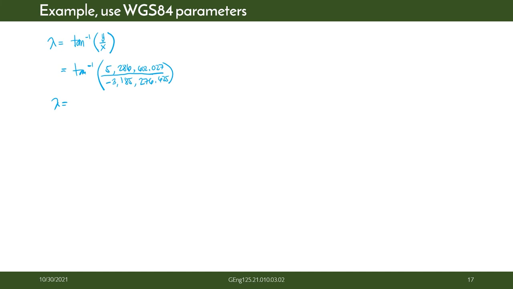Alpha y over alpha x. So it says that it's negative 58°55′48.9″. So what does it mean?